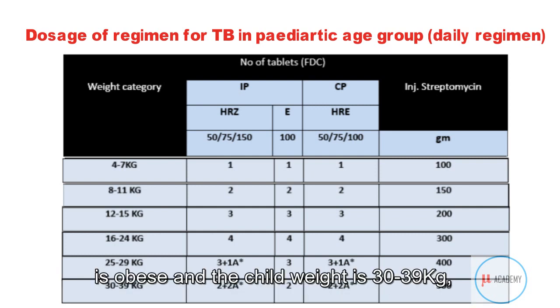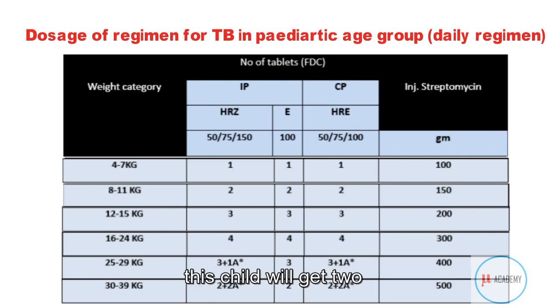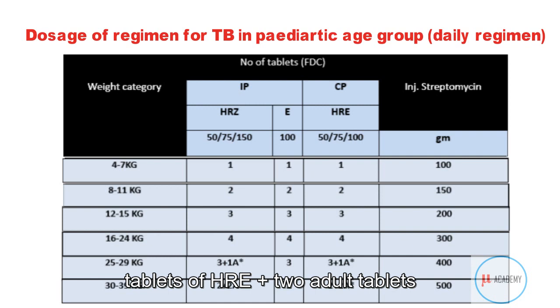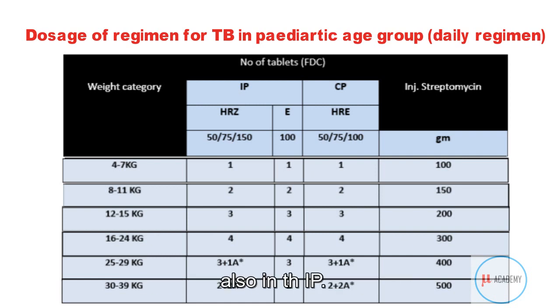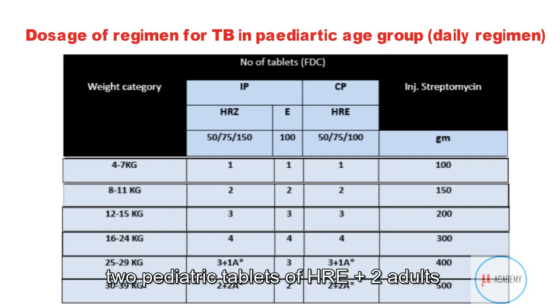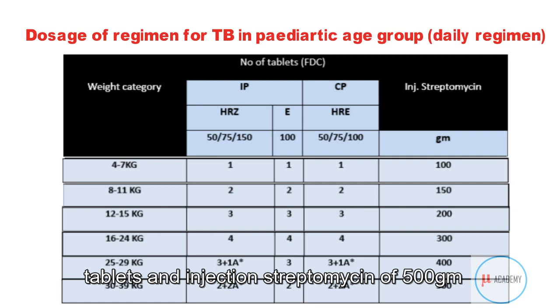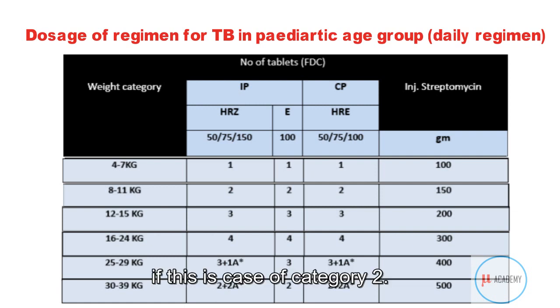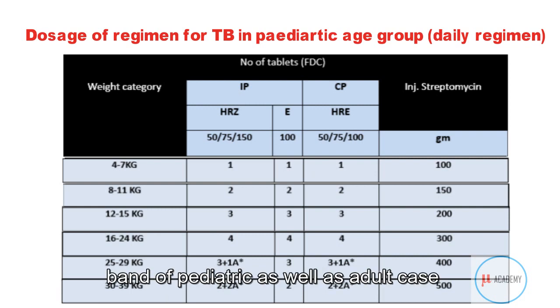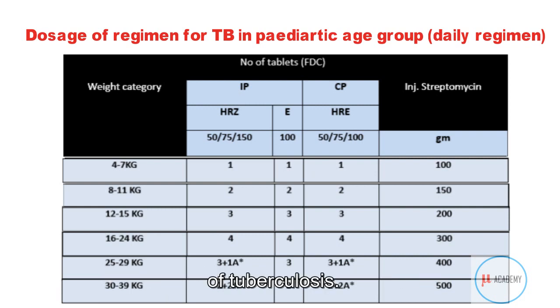Suppose the child is obese and the child's weight is 30 to 39 kg. This child will get 2 pediatric tablets of HRZ plus 2 adult tablets also in the intensive phase. Similarly, in the continuation phase also 2 pediatric tablets of HRE plus 2 adult tablets and injection streptomycin of 500 mg if this is a case of category 2. So this is how we increase the number of tablets given according to the weight band in pediatric as well as adult cases of tuberculosis.